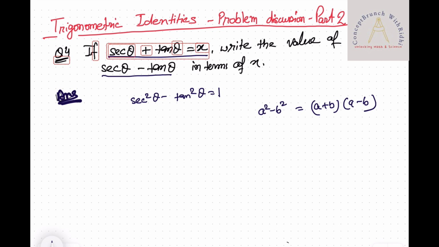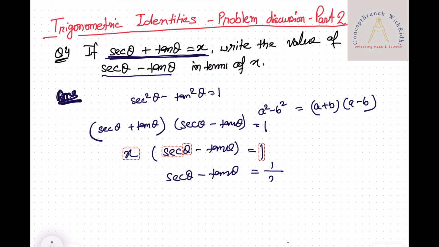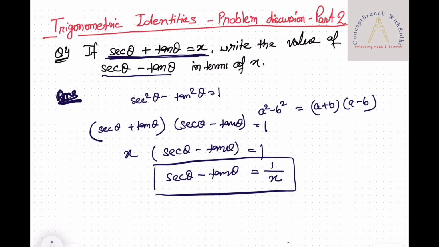Can we write like that? Secant theta plus tan theta and secant theta minus tan theta equals 1, right? According to the question, it is given that secant theta plus tan theta is x, and this value we have to find, correct? So what will be? Secant theta minus tan theta is going to be 1 over x. This is the answer. But wait. I'll tell you one more thing. It's very interesting. Suppose in this case, if I say find out the value of cos theta, how will you find?